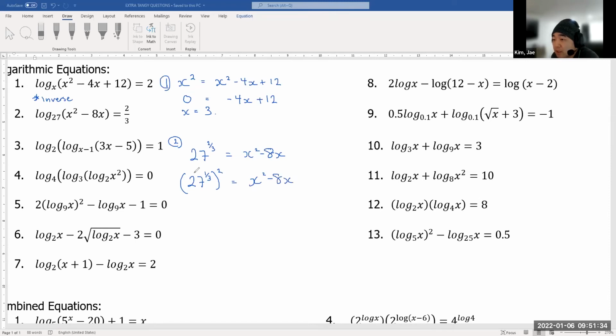And what does that mean? The third root of 27 means a number that multiplies with itself 3 times to give me 27, and that is 3. And what is 3 squared? It's a 9. So 0 is equal to x squared minus 8x minus 9, which means I have (x minus 9) and (x plus 1). So the possible x values are positive 9 and negative 1.